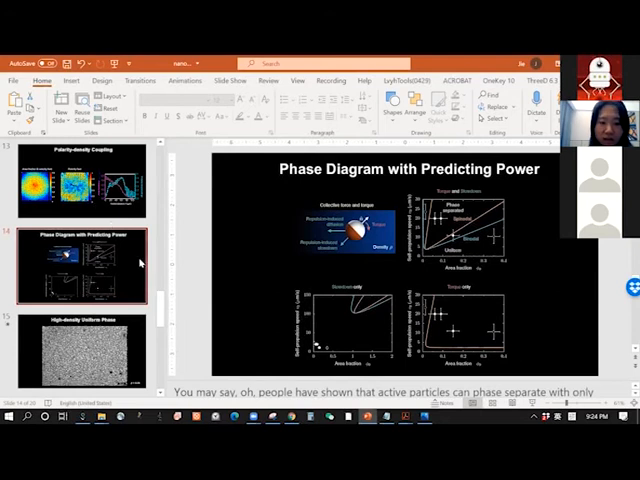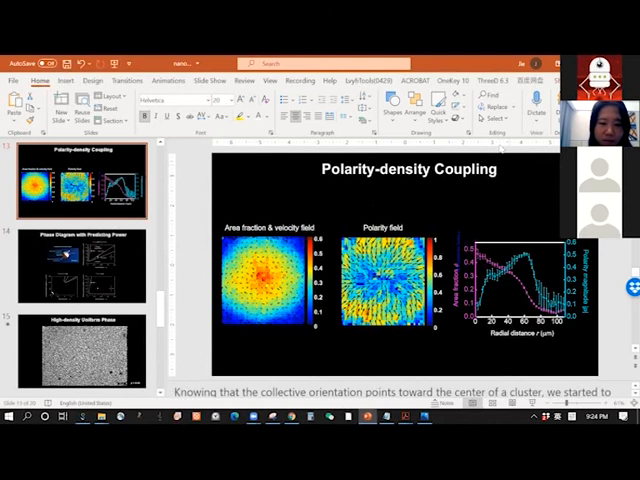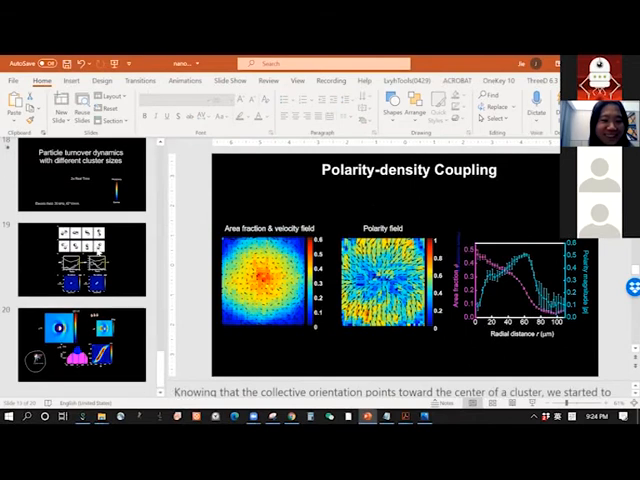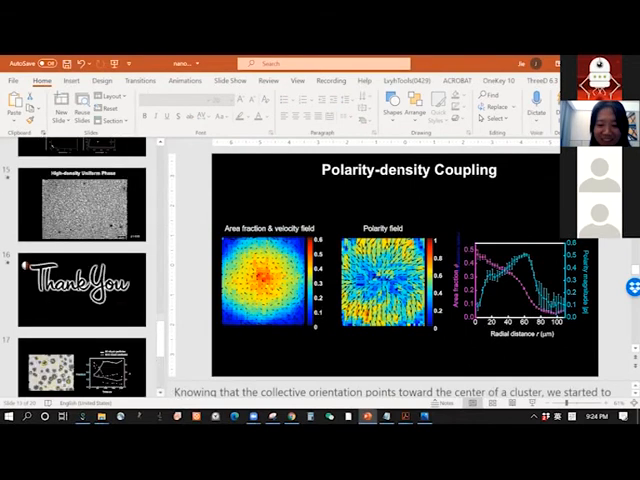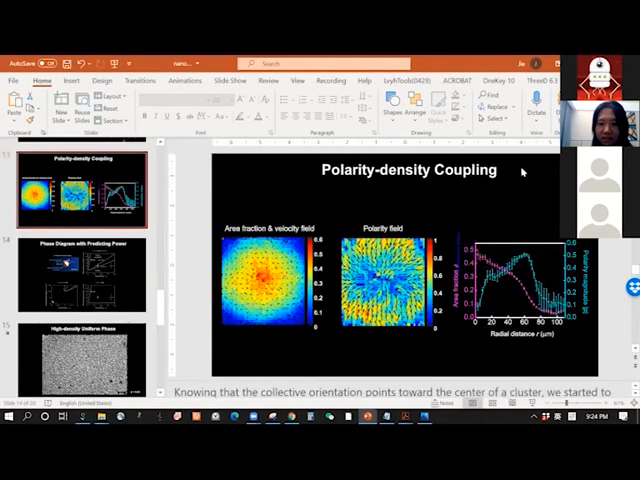And our calculation shows that... I didn't include the equations here, but our theory starts from the interaction and the forces and torques between two particles and is expanded to a hydrodynamic equation to show there's coupling between the polarity and the density gradient.